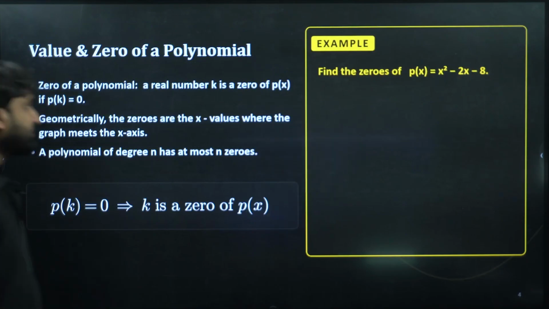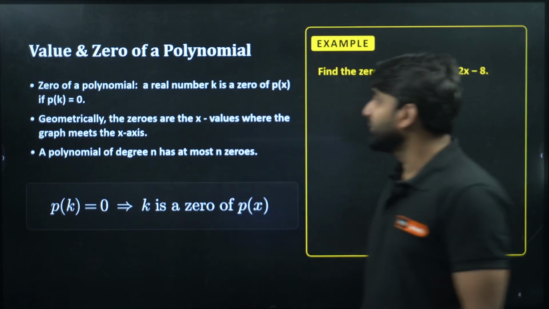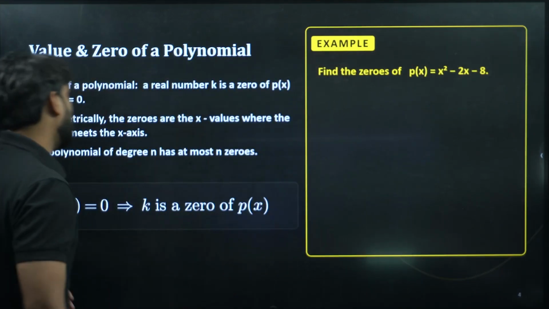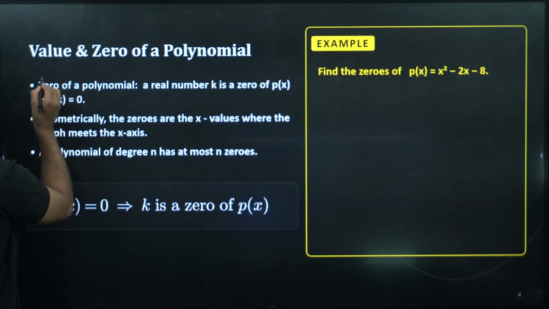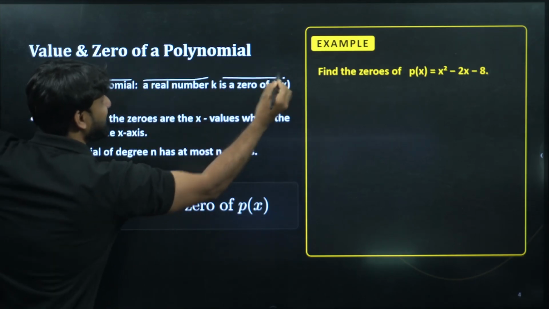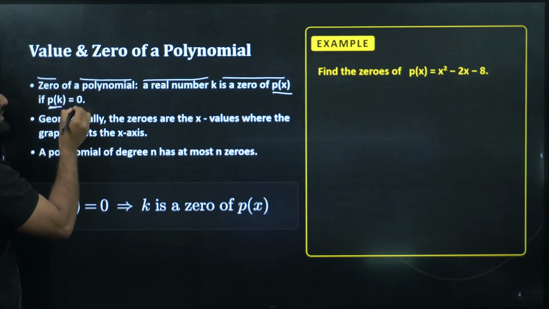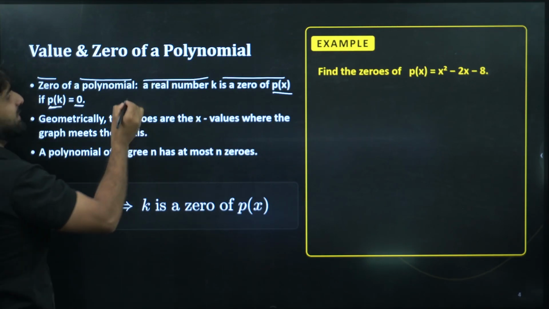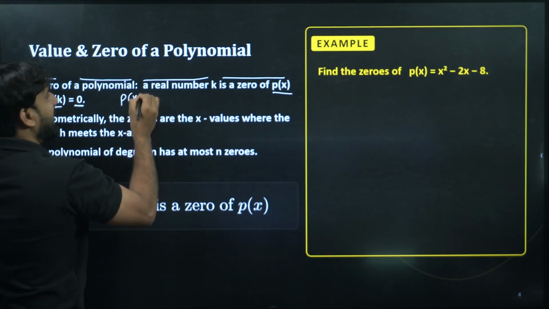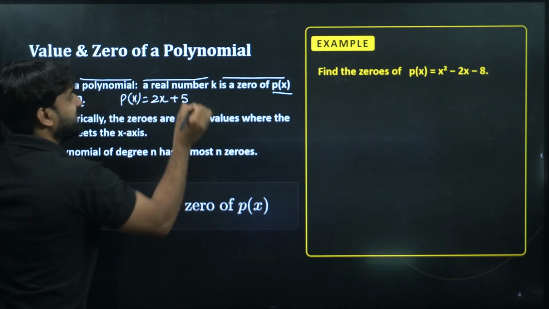Moving ahead, let's do a question on the value of zero of a polynomial. So my dear champion, I hope you guys have already understood the zero of a polynomial. A real number k is a zero of p(x) when, on putting k in that given polynomial, the result becomes 0. For example, we have 2x plus 5.